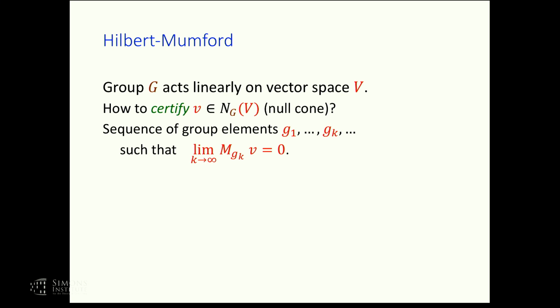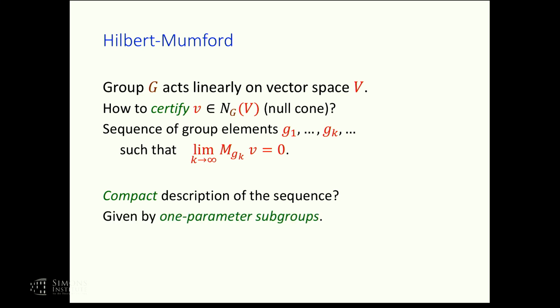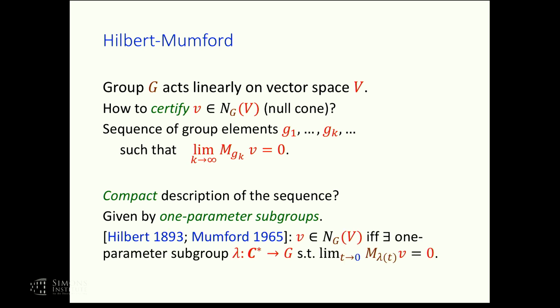What's the Hilbert-Mumford criterion? How do you certify that an element is in the null cone when you want to find a sequence of elements that drive this vector v to 0? It would be nice if you could restrict your space of sequences, and you can. What they tell you is that you can restrict yourself to a compact description, a sequence of elements that are just parameterized by a single parameter, what's called a one-parameter subgroup of whatever group you are working with. This is no loss of generality. V is in the null cone if there's a one-parameter subgroup, just a mapping from the complex numbers to your group, and those elements are driving it to 0.